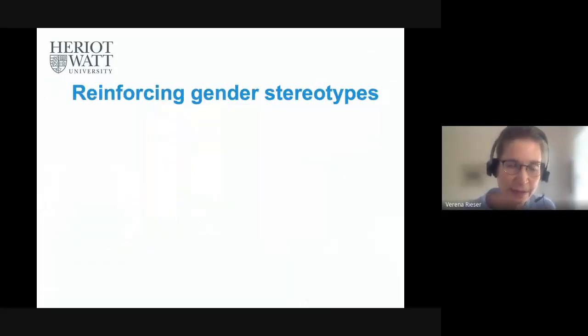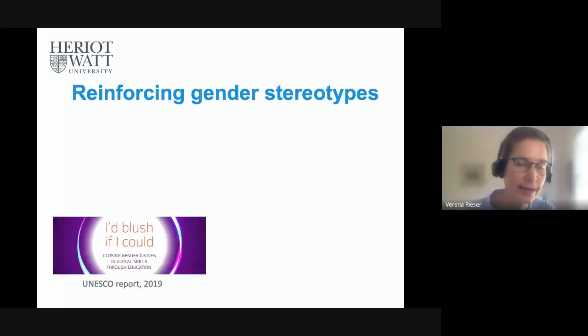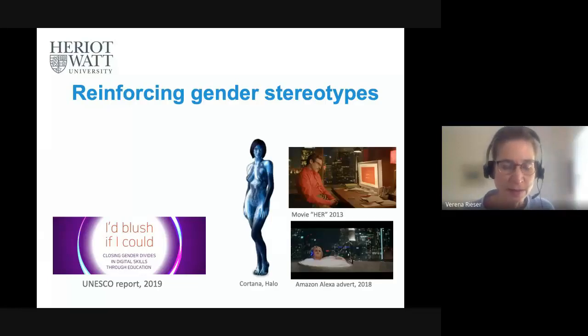As you might have noticed, a lot of these conversational systems, at least the big commercial ones, are usually women. This was also pointed out by a recent UNESCO report entitled I'd Blush If I Could. They make the point that by using female voices, we reinforce gender stereotypes, especially since these systems are very subservient and don't respond well to abuse. Public perception of these systems also gets reinforced by movies and adverts, which present them with sexy female voices and avatars.